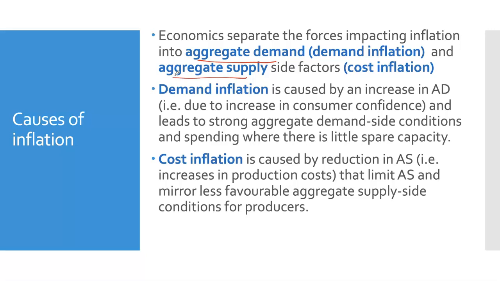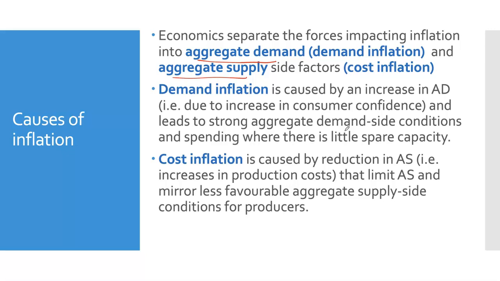Demand inflation is caused by increases in aggregate demand. So price rises might be due to increases in aggregate demand. As demand increases, prices go up. I hope we understand that in terms of our equilibrium. And this could be, for example, more consumer confidence. And this can lead to aggregate demand side conditions and spending because we're feeling confident, and hence price rises go up. Cost inflation, or supply side inflation, is caused by reduction in aggregate supply.